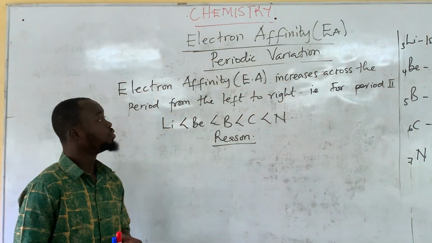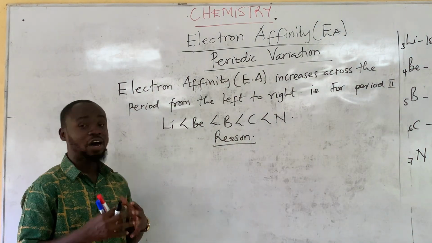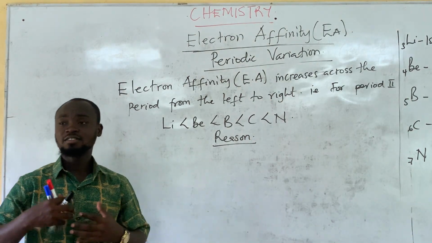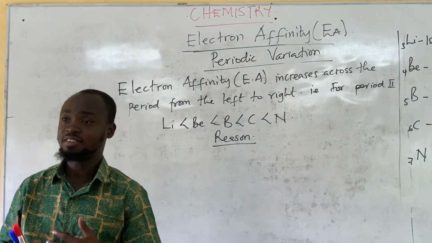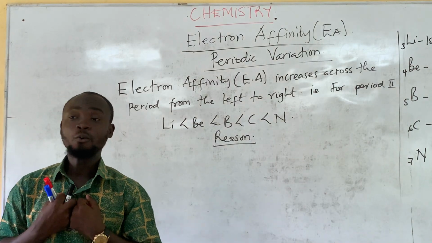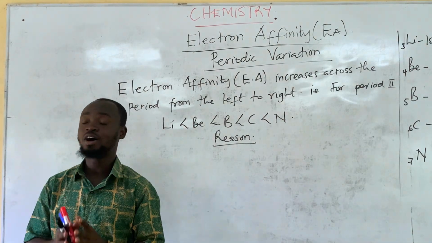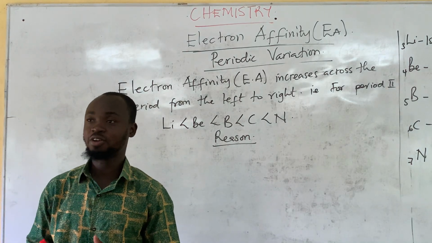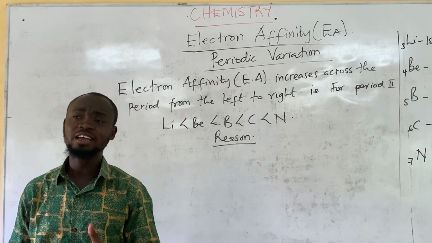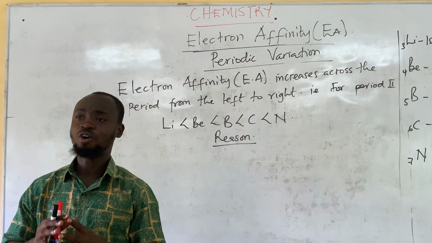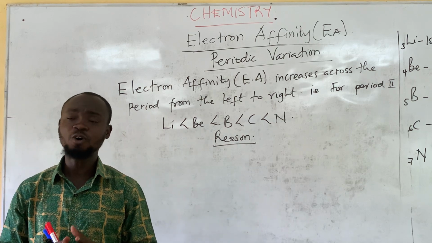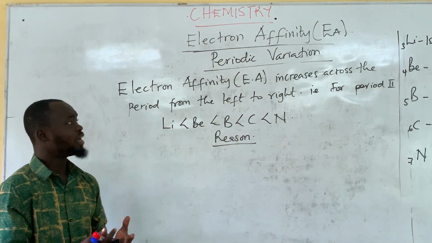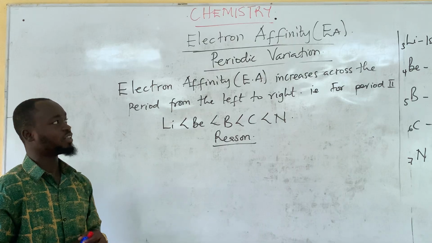In this lesson, I'm going to discuss how electron affinity varies on a periodic table. We've learned that electron affinity is the energy that is released or absorbed when 1 mole of electrons is added onto an isolated gaseous species to form a singly charged anion. Or when 1 mole of electrons is added onto the outermost shell of an isolated gaseous species to form a singly charged anion. Now, how does this EA vary on the periodic table?